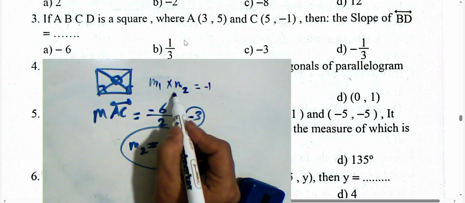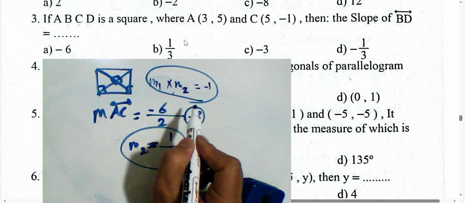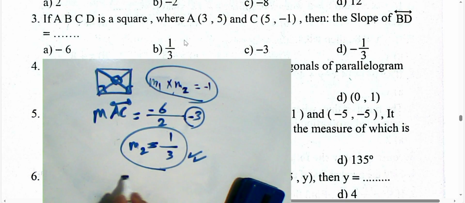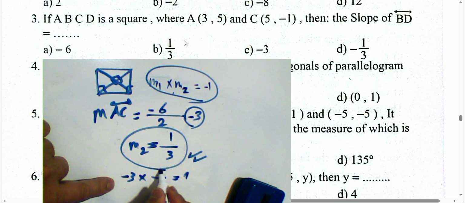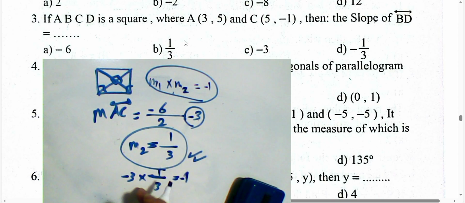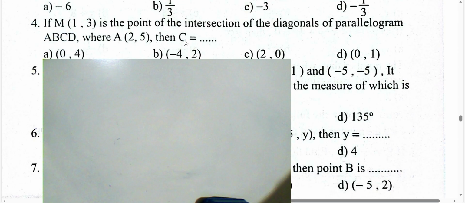Why? Because slope 1 times slope 2 equals negative 1. Ask yourself: negative 3 times what equals negative 1? We write the inverse of this number and also change the sign. The product between them equals negative 1. Negative 3 times 1 over 3 is negative 1. Okay, understood? Then the answer here will be 1 over 3. Okay. Next question.